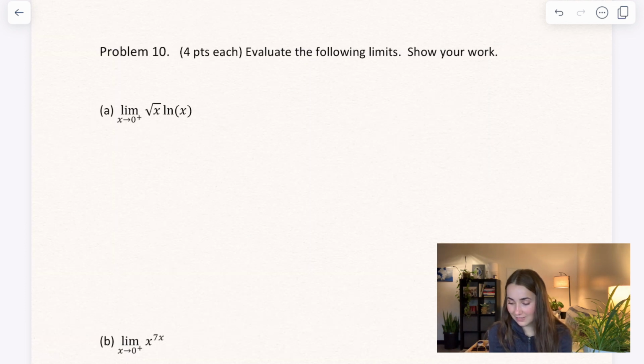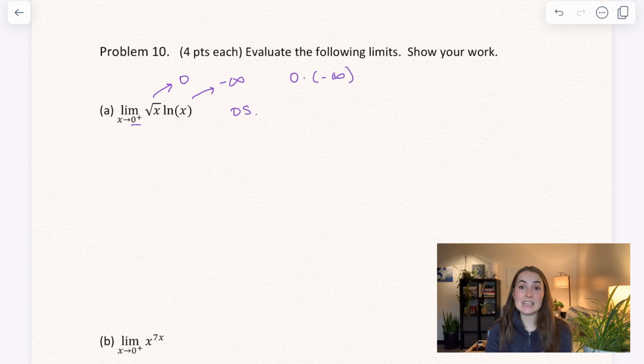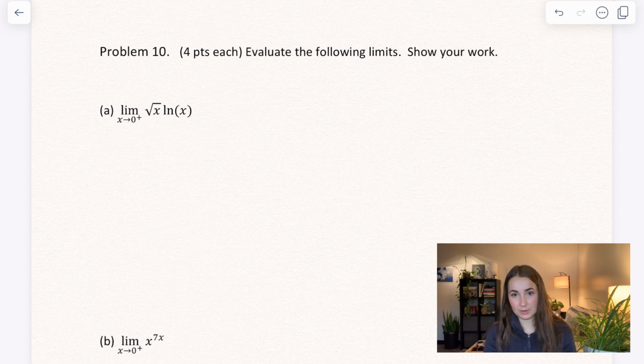Okay, so now we're going to evaluate the limit again. So here we have the limit as x approaches 0 from the right side of this function. So if we were to try direct substitution, we would get that this right here is approaching 0, and this right here is approaching negative infinity. So this gives us 0 times negative infinity, which is illegal. We cannot do that. But we also cannot apply L'Hopital's because in order to apply L'Hopital's, this has to be a quotient. So we need to make this look like a fraction.